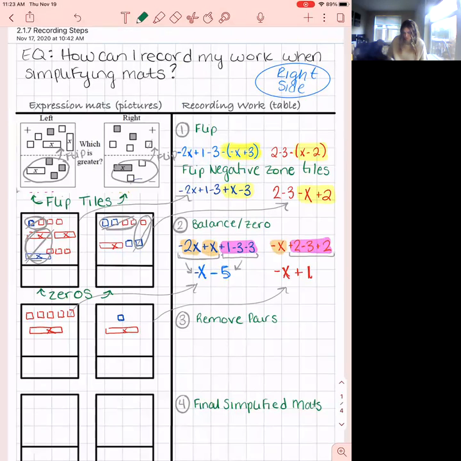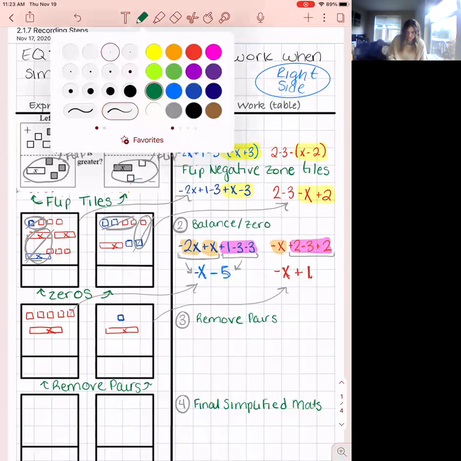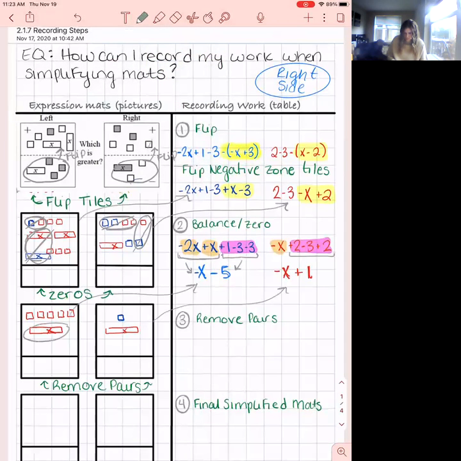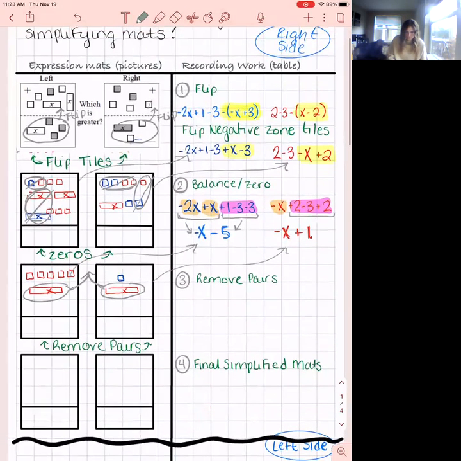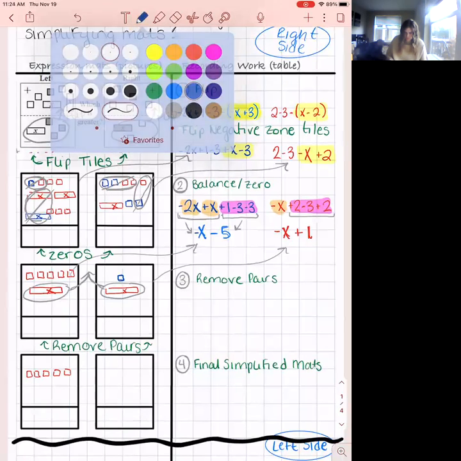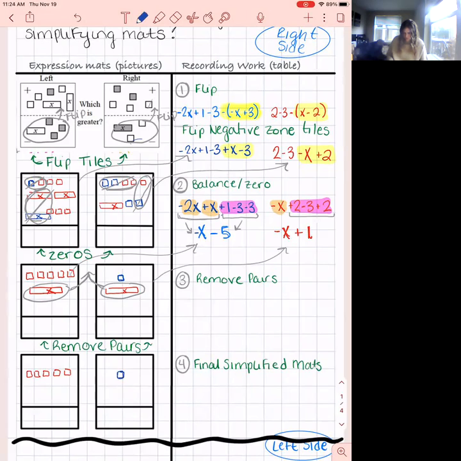This is going to be removing pairs, sorry. Okay, like I said, I've got an X here that matches up with my X there. Get rid of them. All right, let's redraw our final mat. The left side, all we have left over is 5 negative unit tiles. The right side, we have 1 unit tile left over.